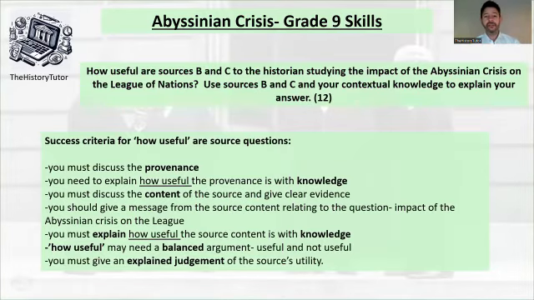You must explain how useful the source is with your knowledge. So if you're saying it's very useful about the Abyssinian Crisis impact on the League, you must then have some knowledge about that. And then at the end, of course, you need to give an explained judgment. Okay, you need to be able to say just how useful you thought the source was. Okay, so there's a lot to do.